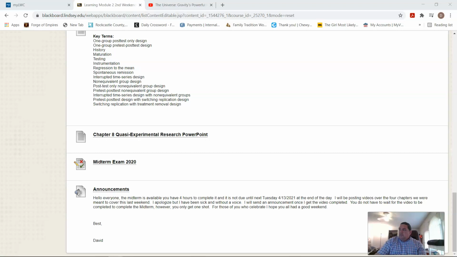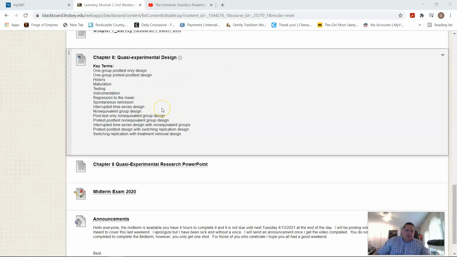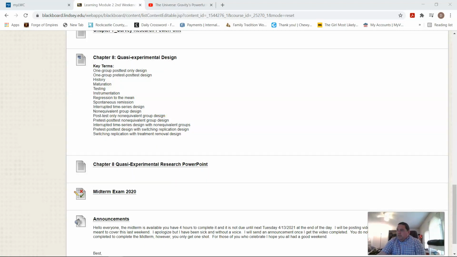But most of the answers are contained within your key terms. So if you know where to find or how to find those key terms, you should do well on the test. As I go through this, so far, everything that I see are terms that are in your key terms.